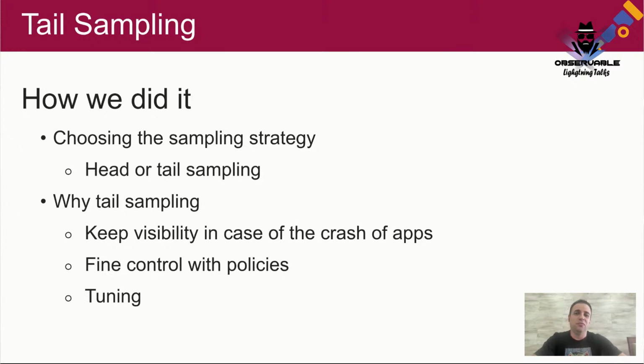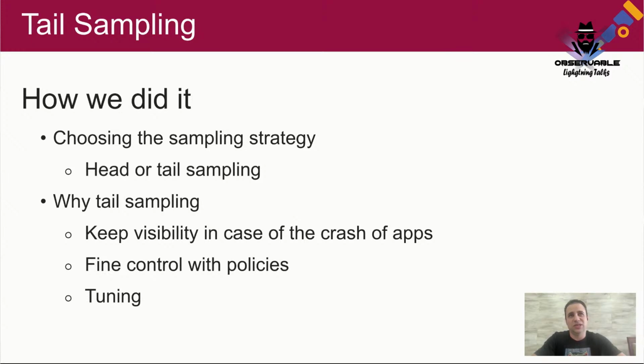With head sampling, the problem is that if the decision is taken at the beginning of the transaction, you can discard relevant data. For example, some transactions that get an error can be discarded. So you won't understand what happened with that transaction. So we chose tail sampling.